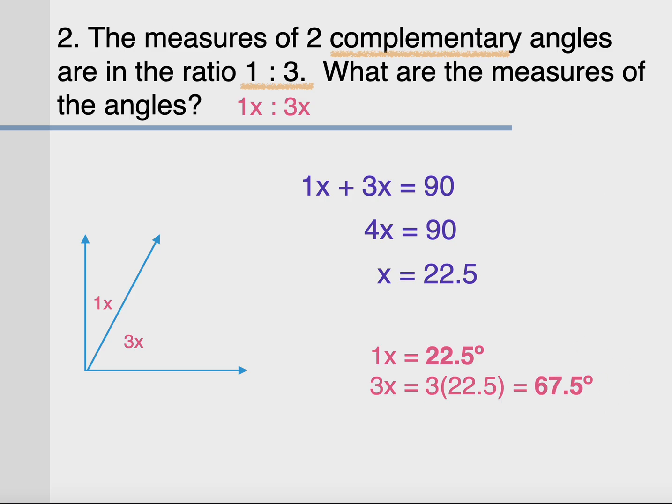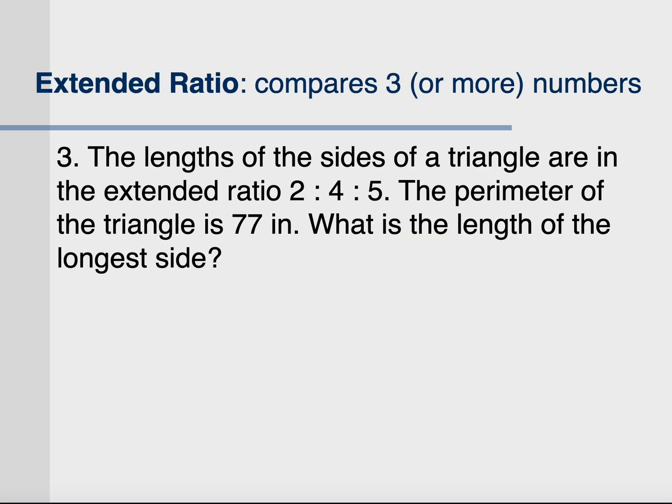Now, at this point, we've talked about problems involving your basic ratios involving two quantities, two numbers, but from here on out, you're also going to see extended ratios. Extended ratios compare 3 or more quantities at once. For example, in question number 3, when you see this ratio 2 to 4 to 5. Question 3, the lengths of the sides of a triangle are in the extended ratio of 2 to 4 to 5. The perimeter of the triangle is 77 inches. What is the length of the longest side?